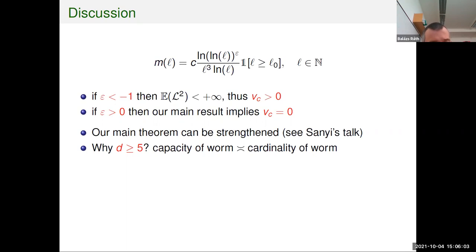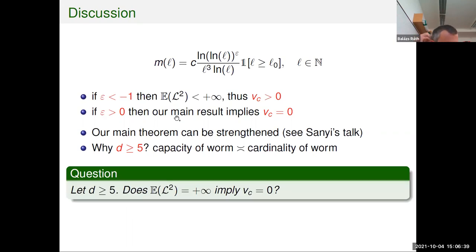And of course, two independent worms are two independent two-dimensional objects. If you want these to avoid each other, then you'd better make the dimension of the underlying space 5 or higher. Because in 5-dimensional space, there is enough room for two-dimensional objects to avoid each other. Of course, this was very vague, but Shani will give more technical details. This is why we have to choose dimension greater than or equal to 5.